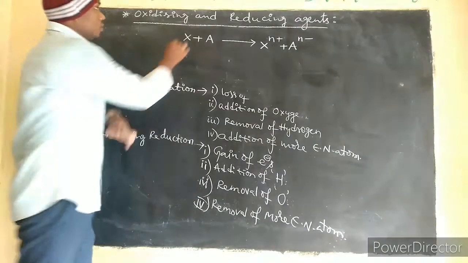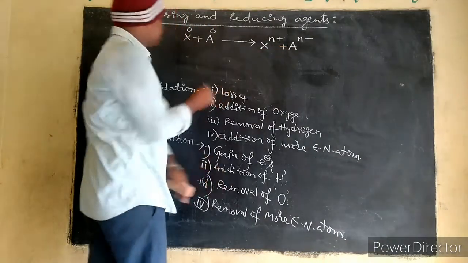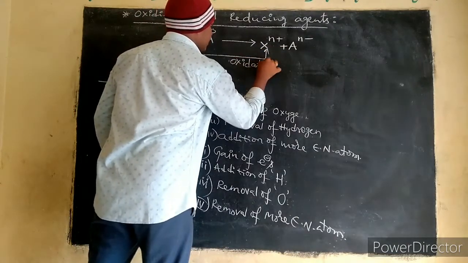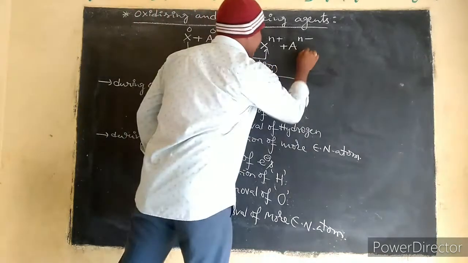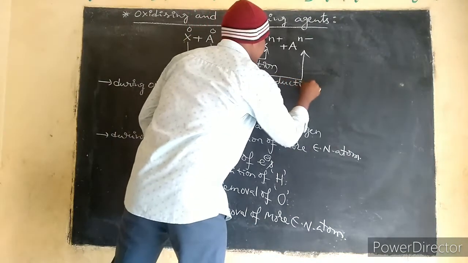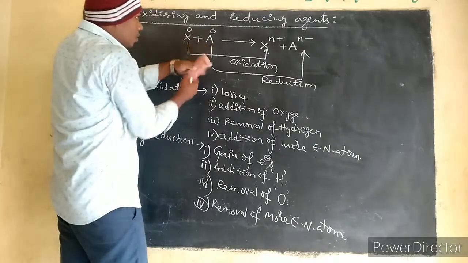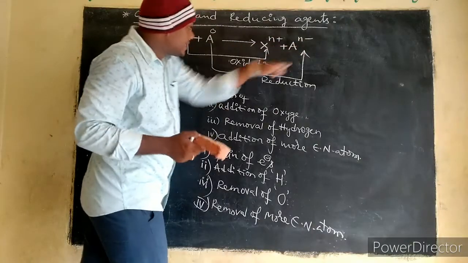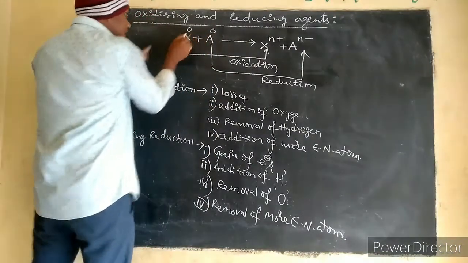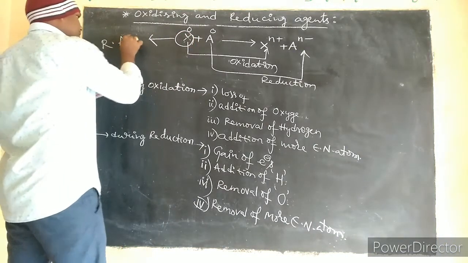Correct? Here 0, here 0. From 0 to plus means loss of electrons. So here oxidation. Here 0 to minus means addition of electrons, that is reduction. Reduction takes place here. Correct? In this, A to A n minus means reduction. For this reduction, this is a reducing agent. So in this chemical reaction, X is called a reducing agent.